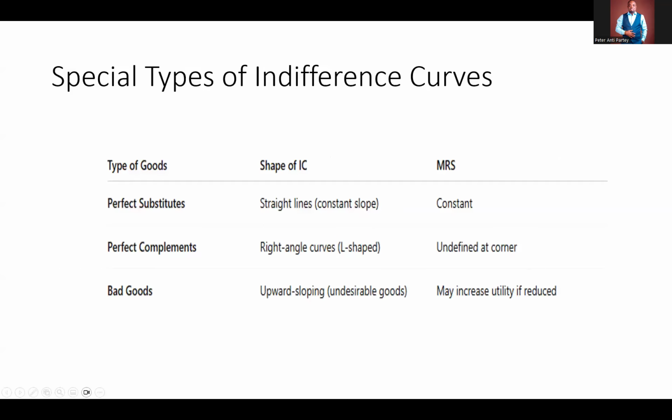Now, there are special cases of indifference curves. These are the 3 instances where the indifference curve will not slope convex to the origin.